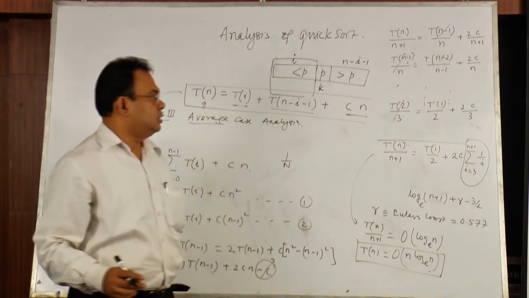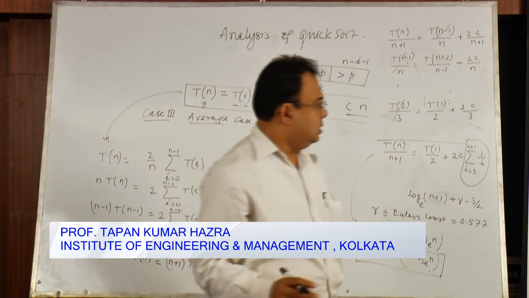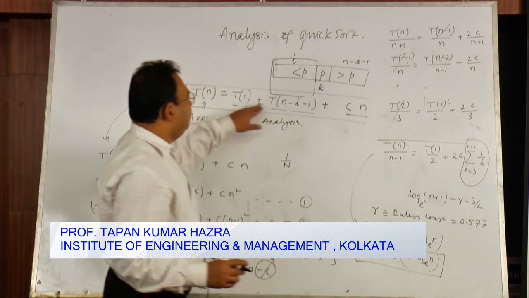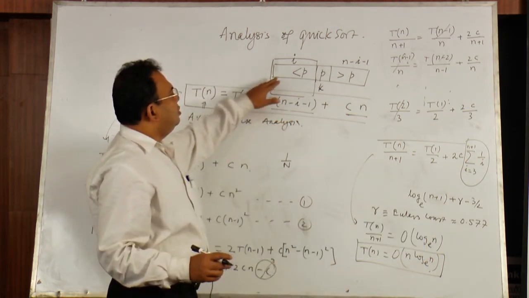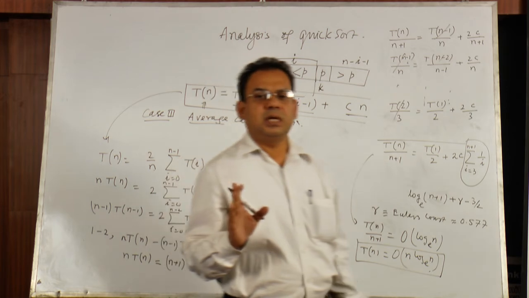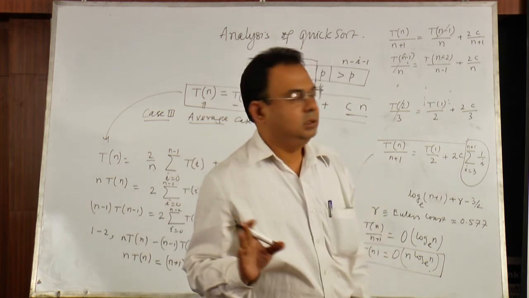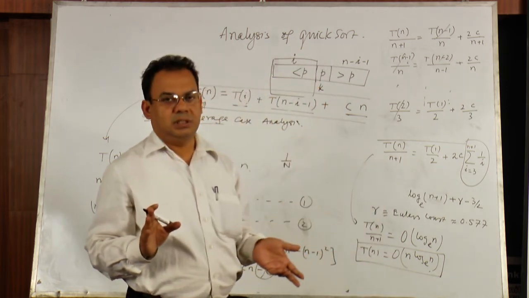Now, when will this average case occur? It is a more justified analysis, because here we are not assuming that any particular size will occur always. All possible sizes are equally likely.